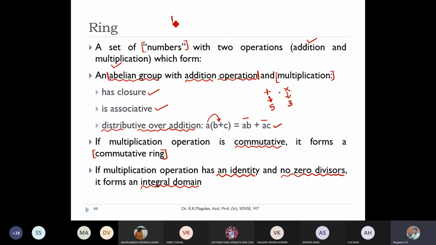That is, from a ring as a definition, you can move on to a commutative ring. From a commutative ring I can move on to an integral domain. And the ring is formed from a group alone, that is, an abelian group with addition as the operation, along with multiplication which satisfies the three properties. I can call that a ring.